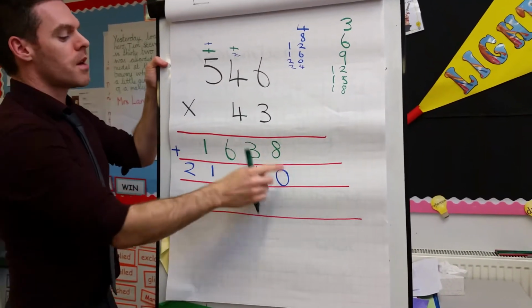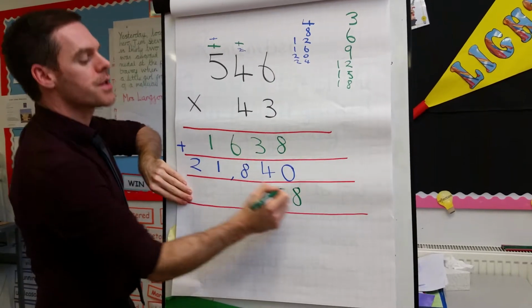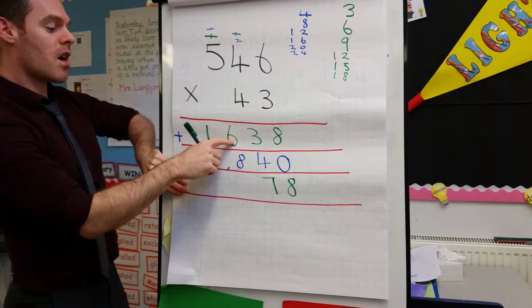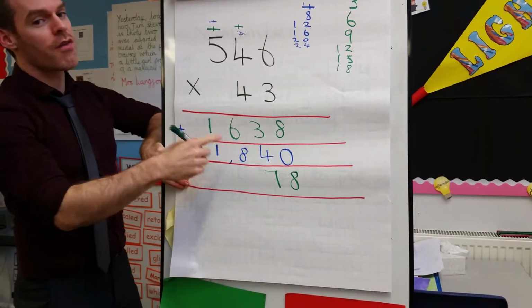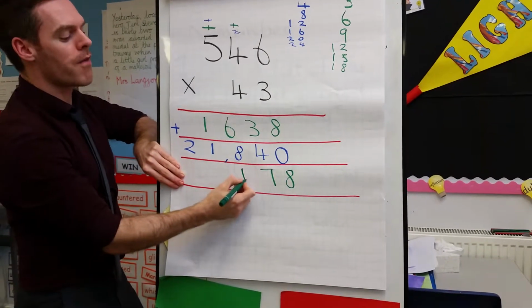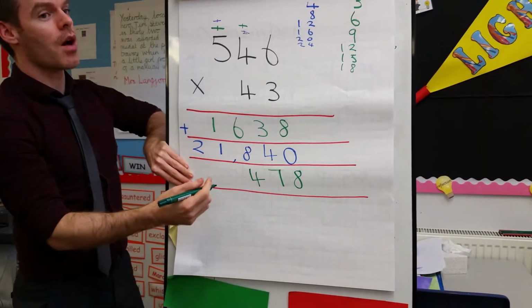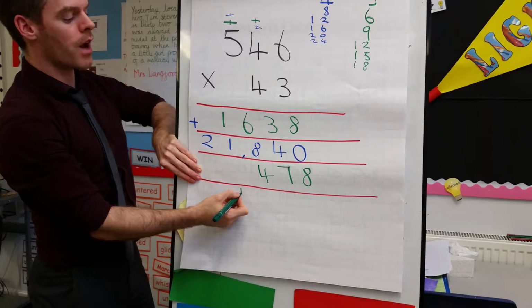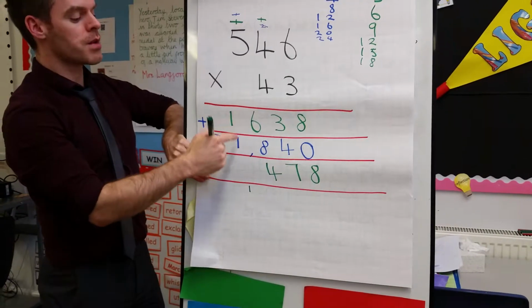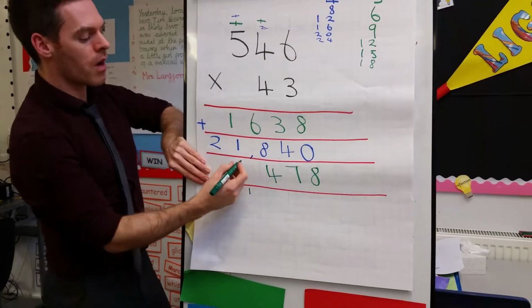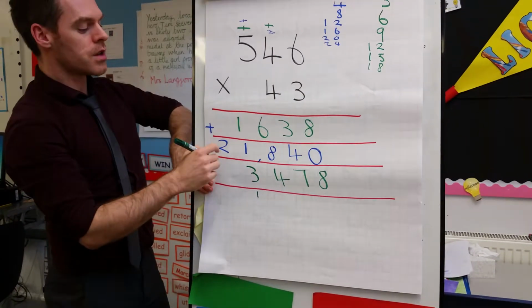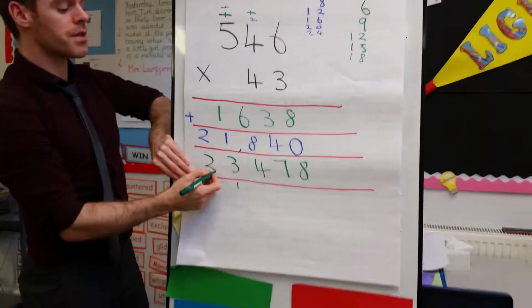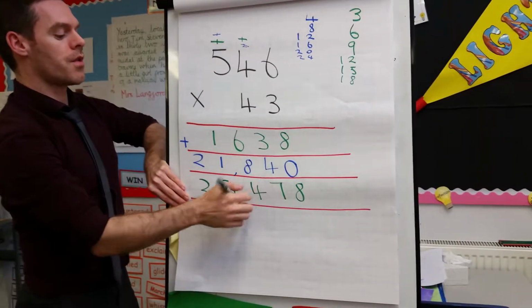8 ones plus 0 ones make 8 ones. 3 tens plus 4 tens make 7 tens. 6 hundreds plus 8 hundreds, 14 hundreds. I'm going to keep 4 of my hundreds, and the 10 hundreds will make 1,000. And when we add, we put the number down below. Okay, one more 1,000. 1,000 plus 1,000 plus 1,000, 3,000s. And 2 tens of thousands plus no tens of thousands is 2 tens of thousands. Okay, 1, 2, 3, comma.